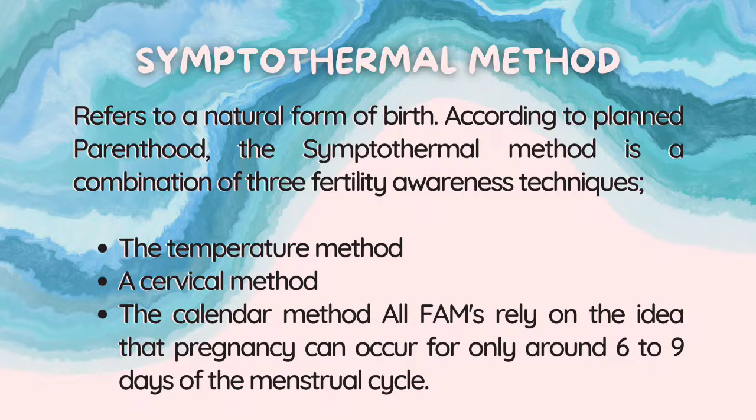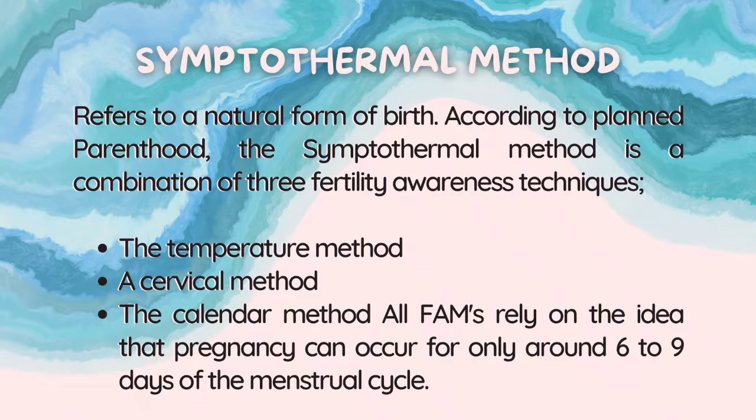Symptothermal method refers to a natural form of birth control. Siya yung nag-predict sa babae kung kailan ma-fertile ang ovulation. According to Planned Parenthood, symptothermal method has a combination of 3 fertility awareness techniques: the temperature method, cervical method, and calendar method. Sa temperature method, ang ginagawa dito, kinukuha mo ang body temperature mo every morning. Tuwing tumataas ang body temperature mo, mas malapit ka nang mag-ovulate.